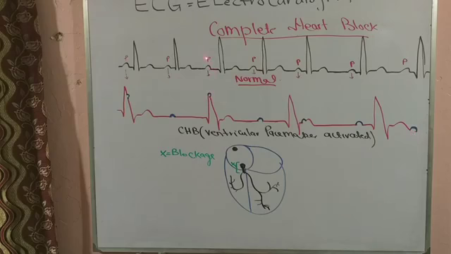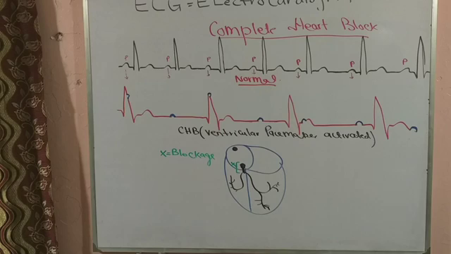So P will be coming at a rate of 60 to 90 times per minute. QRS complexes will be broad and the rate will be 20 to 40 times per minute, and that will show us that this is the ventricular pacemaker which is now trying to pace the ventricular part of the heart. So this is a complete heart block with the ventricular pacemaker.